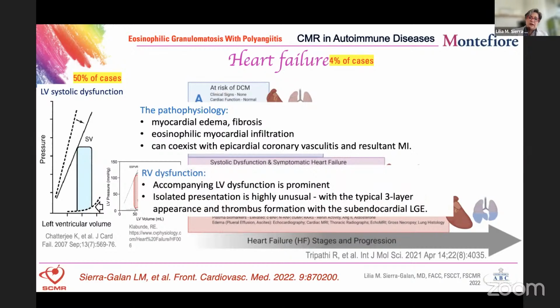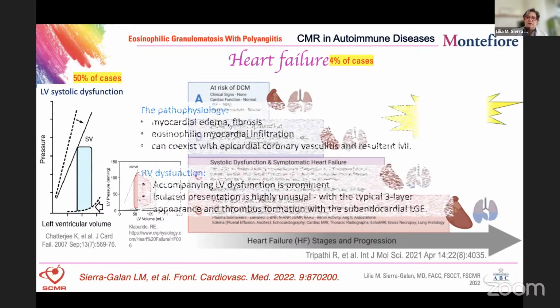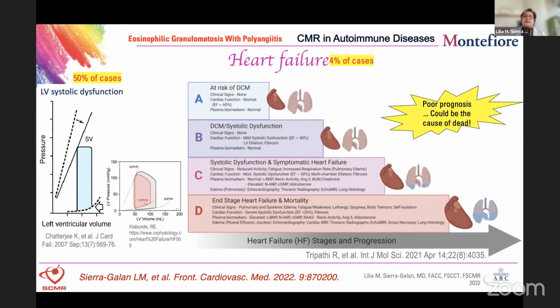And right ventricular dysfunction, which accompanies the left ventricular dysfunction when it's prominent, could be isolated, but that is really unusual. And it could have the typical tri-layer appearance of the thrombus, the typical V of this disease. These patients with heart failure have a poor prognosis and it could be the cause of death. So we need to be aware that this heart failure could be, in some cases, reversible, but only when the diagnosis is made early and the proper treatment is received.